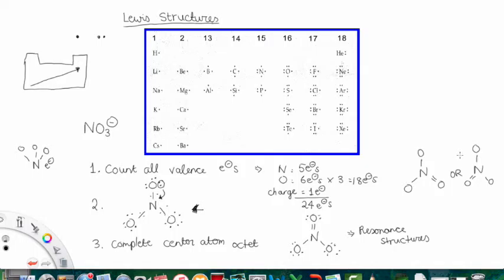But for now, you guys should now be able to draw any compound, whether it's NO3-, CH4, HF, whatever it is, and you can count all the valence electrons, you can draw out the skeletal structure, and then you can finally start making the correct number of bonds in order to complete the octet rule for all the atoms involved.